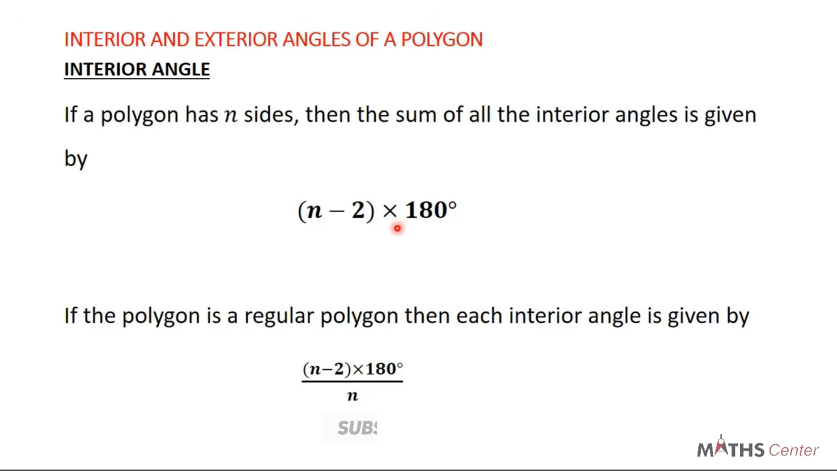If the polygon is a regular polygon, we know that for regular polygons, all the interior angles are equal. So if the polygon is a regular polygon, then each interior angle is given by (n minus 2) times 180 divided by n. Because we know that all the interior angles are equal, if you want to find one of them, you divide the sum of the interior angles by the number of sides of the polygon. That is why we are having (n minus 2) times 180 degrees divided by n. We are going to pick some examples so you see how to use the formula that we have here.